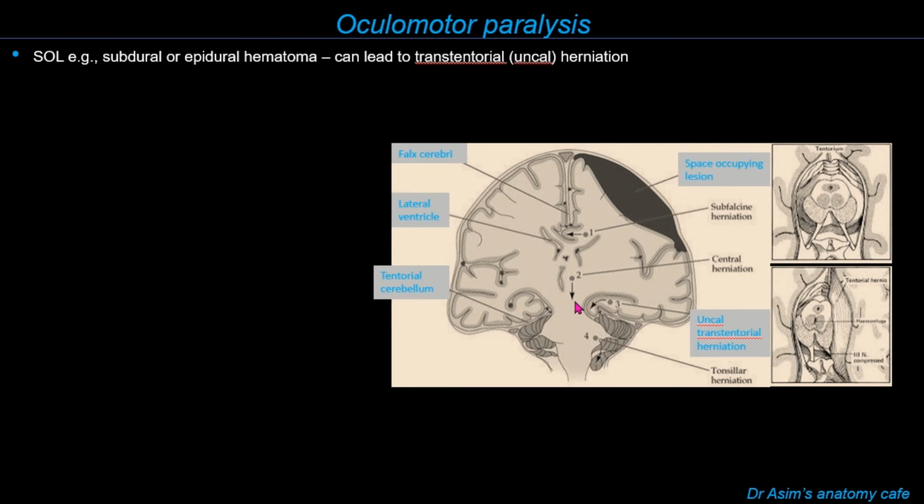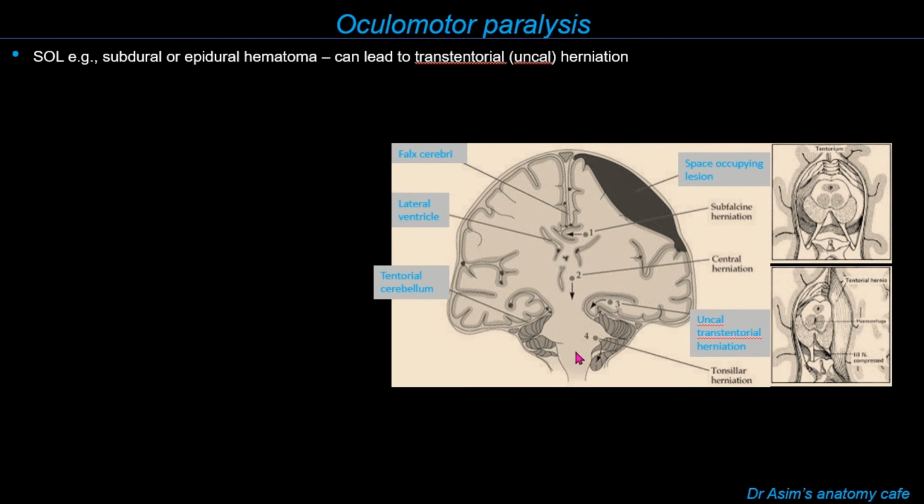Now, in this coronal section, you can see there is an epidural hematoma, an arterial hemorrhage over here, which occupies a lot of space in a very short interval of time, in an acute fashion. And this is going to push the cerebral cortex down, pushing the midbrain through the tentorial notch from the supratentorial compartment to the infratentorial compartment.